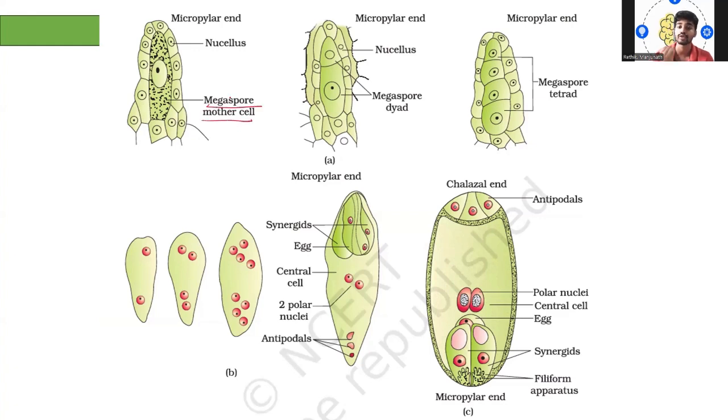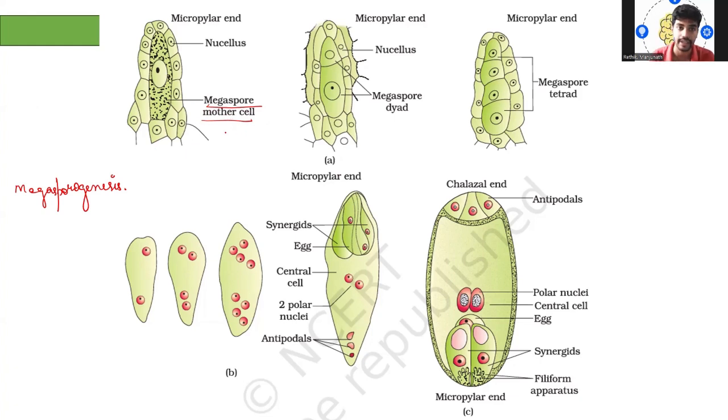What is the thing? The process of formation of the megaspore from the megaspore mother cell is actually called megasporogenesis. Clear? So in the ovule, what happens? It gets differentiated into a single megaspore mother cell. This is in the micropyle region. So if this is the micropyle region, what happens?